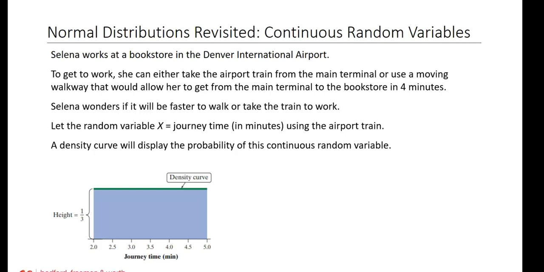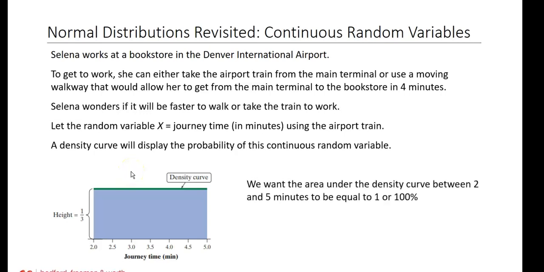Journey time between 2 and 5 minutes is what we want here. I thought the problem would say that, but this is what the density curve looks like for this problem, which is given to you. Now notice what should be the area of that rectangle there. In this case, it's rectangles. Usually it's a normal curve. Between 2 and 5 is 3. 3 times 1/3 is 1. So it's got to multiply to make 1. The area is 3 times 1/3 or 100%.